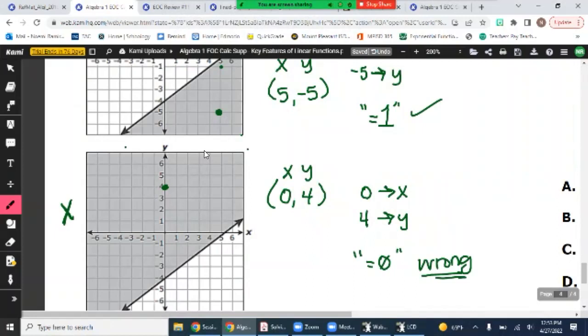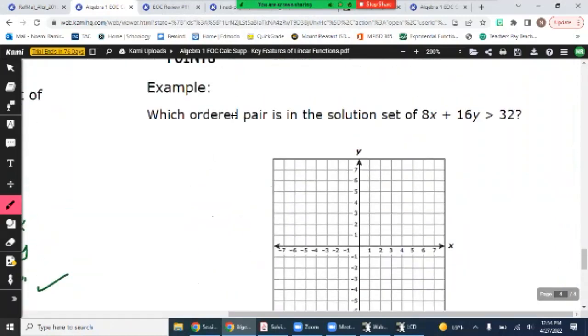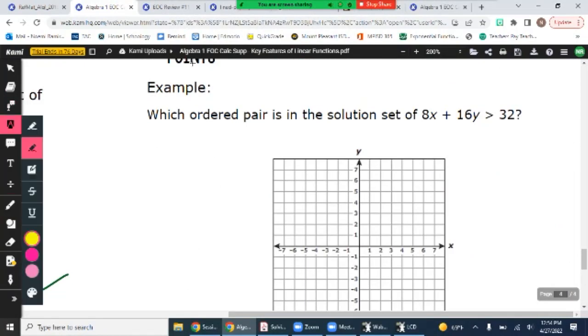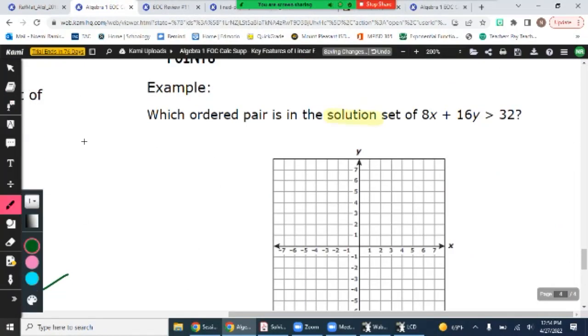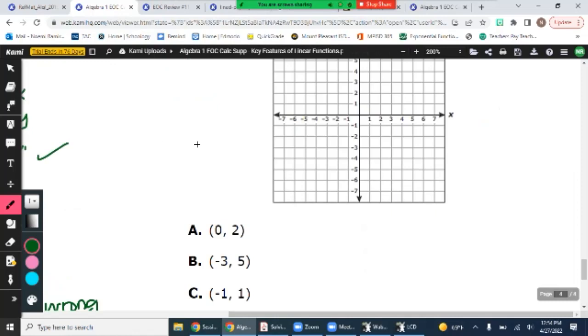Here we go. Next one. You're really going to love this trick for the next one, because it's still asking for the solution. We just said it: the solution is in the shaded area. The long way to do this is to solve for Y, graph it, shade it, and then check your points.